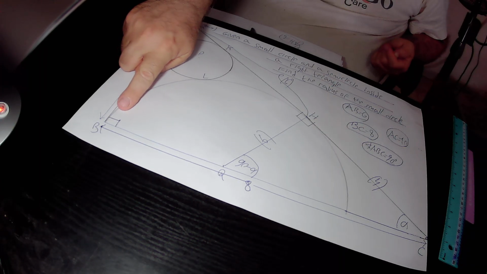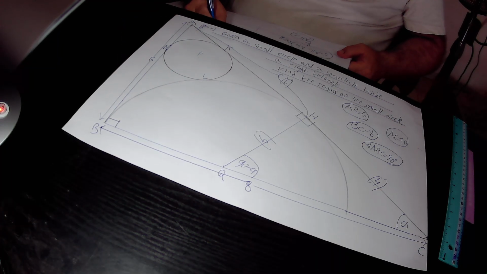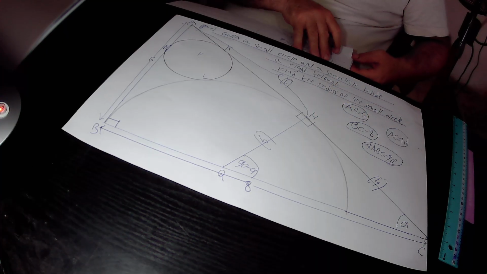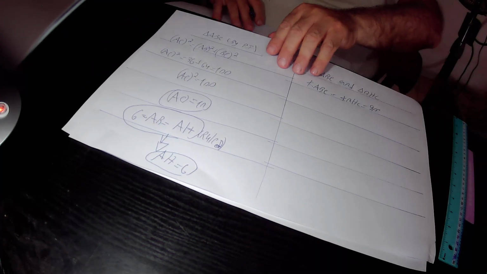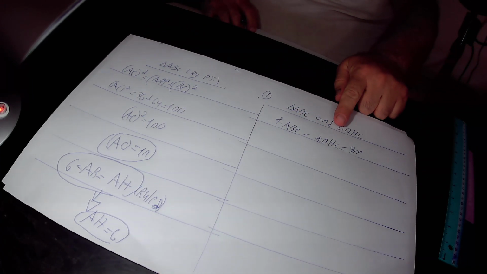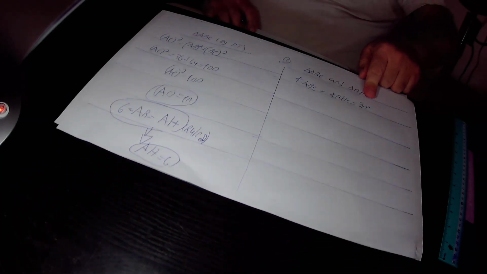Actually, this is angle ABC in the right triangle ABC, and it is equal to this angle. This is actually angle QHC in the small triangle HQC. So I'll repeat again. Angle ABC in the big right triangle ABC equals angle QHC in the small right triangle HQC. They are both equal to 90 degrees, therefore they are equal to each other.